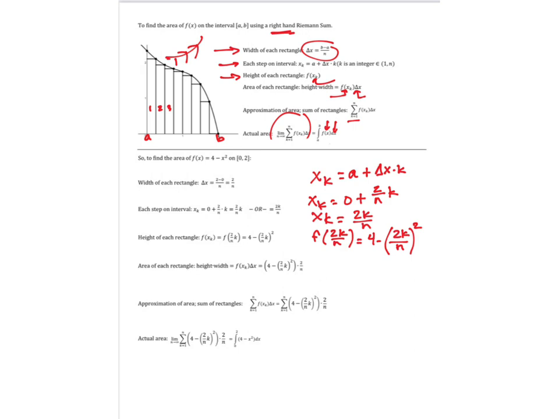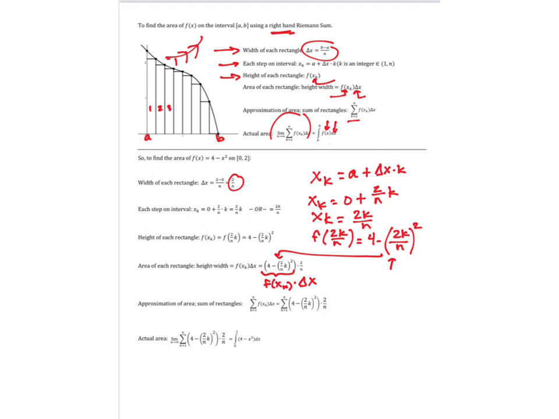Well, how do I find the area of each rectangle? I take the height times the base, which was that 2 over n, the width. So we have 4 minus (2k over n) squared, times delta x. This is my f of x sub k, times delta x. You seeing where that's coming from?